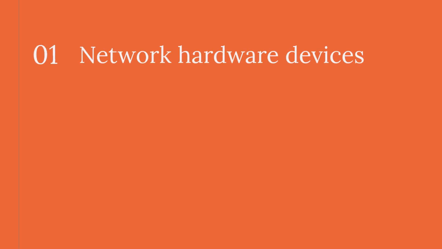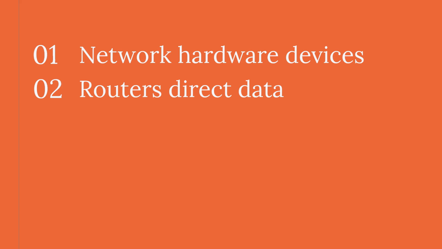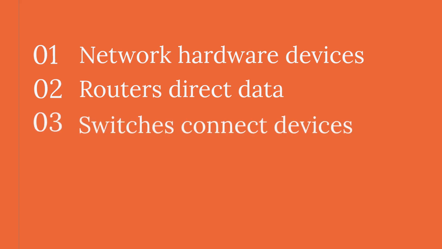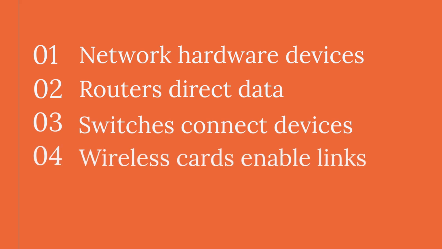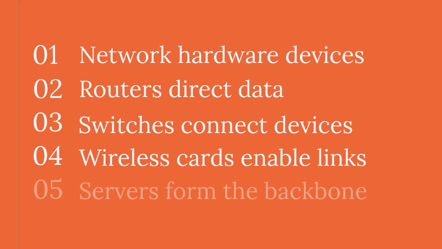Network hardware includes devices like network cards, routers, and switches. Ethernet and wireless cards enable connectivity. Workstations and servers, such as file and printer servers, form the backbone. Routers direct data traffic, while switches connect devices within a network. Wireless devices provide flexibility and mobility in network connections.